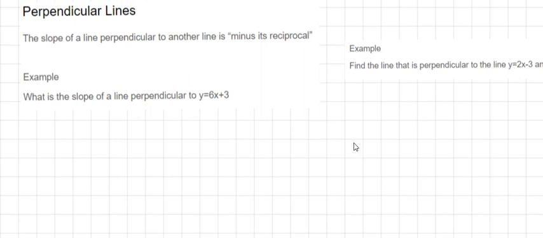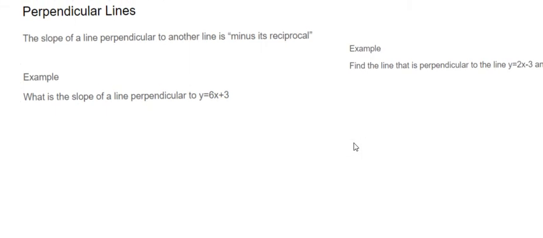It says the slope of a line perpendicular to another line is minus its reciprocal. So what is the slope of a line perpendicular to y equals 6x plus 3? Minus its reciprocal, so all we have to do is take the minus of whatever the slope is, and then the reciprocal of it as well. Looking at y equals mx plus c, I can see that the 6 is the slope because there's a 6 in front of the x. When the line is in this form, whatever is in front of the x has to be the slope. So m of that line is 6.